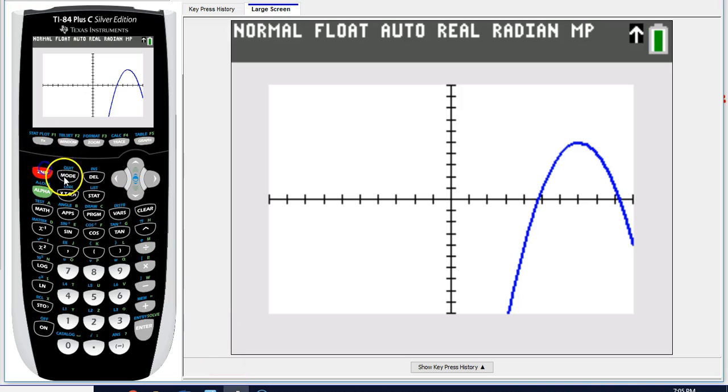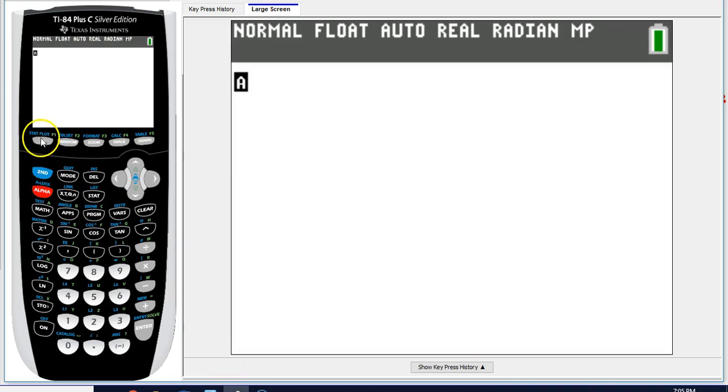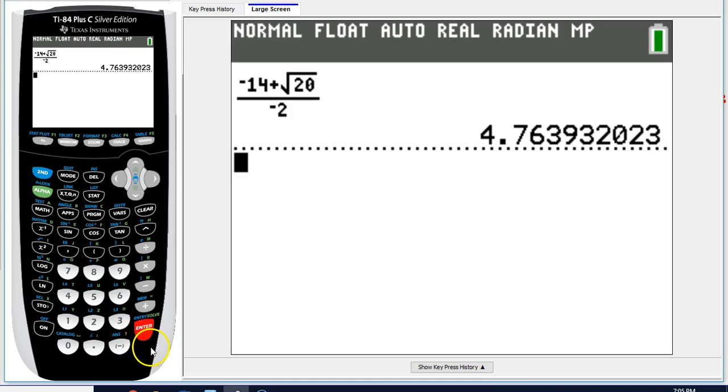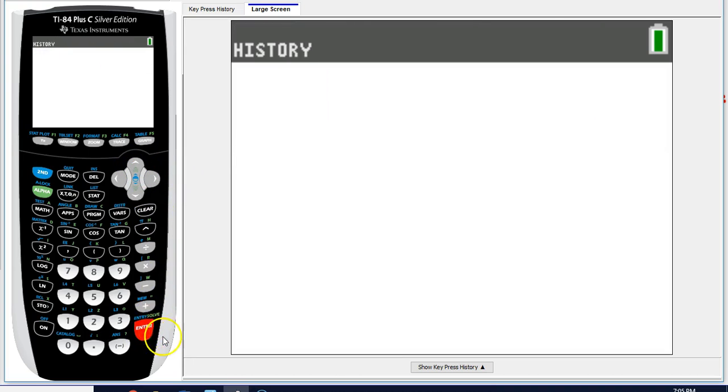So you're going to go to your home screen. You're going to go alpha, y equals, create a little fraction. Okay, we're going to do negative 14 plus the square root of 20 all over negative 2. Okay, I thought it was going to be like 4.7. Turns out it's really close. It's like 4.8, right? To copy and paste this, just cursor up on top, hit enter.